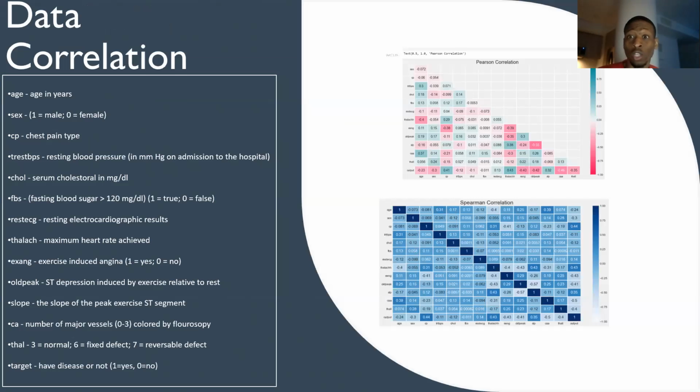So with data correlation, we use Pearson's correlation and Spearman correlation. Again, giving some brief descriptions of some of the inputs, ranging from blood sugar, electrocardiographic performance, heart rate, exercise-induced inflammation, age, and certain target parameters that identify uniquely to AHD.